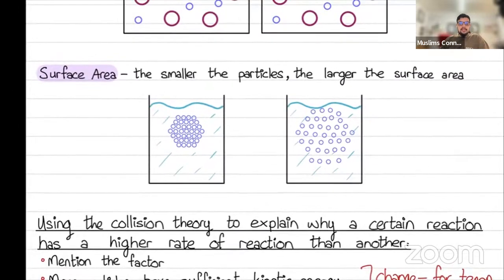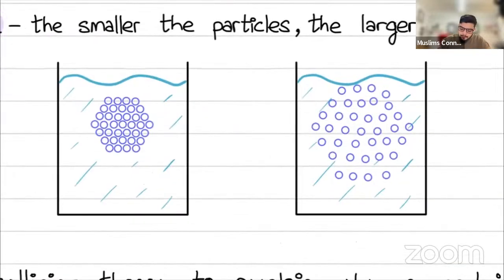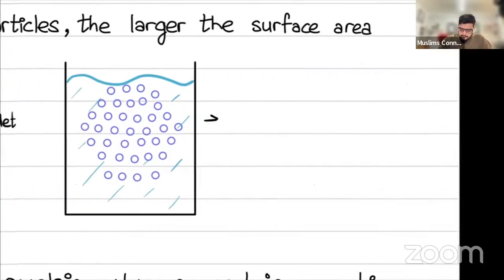So, surface area. The smaller the particles, the larger the surface area. The way we can think about this is, for example, this could be a tablet. I don't know how great a diagram it is of a tablet. And this could be that same tablet, but in powder form.